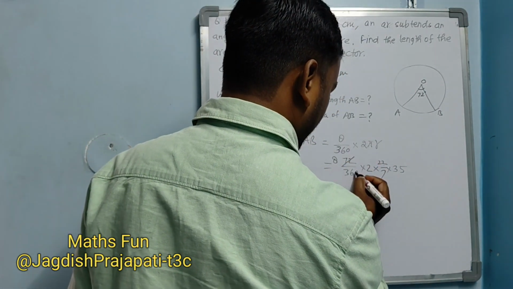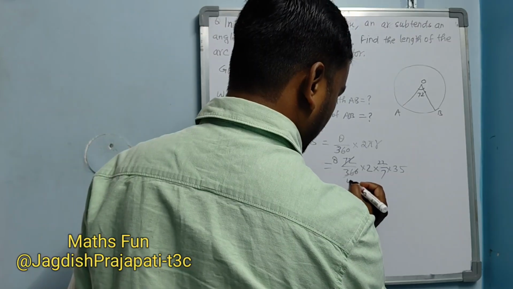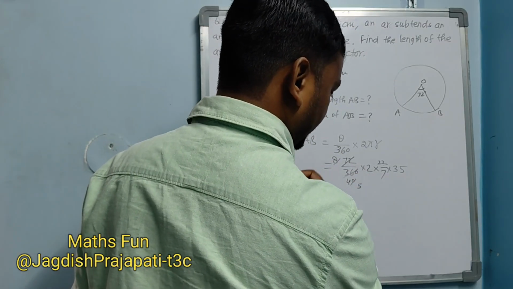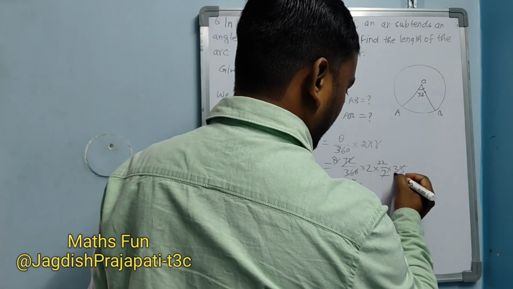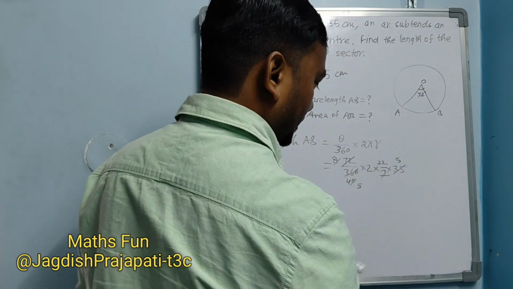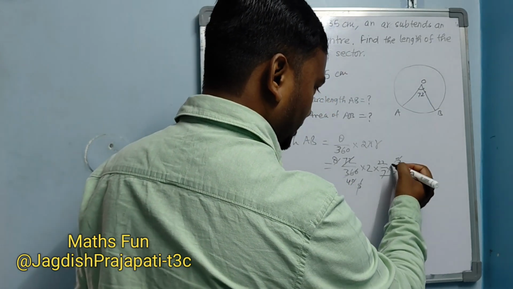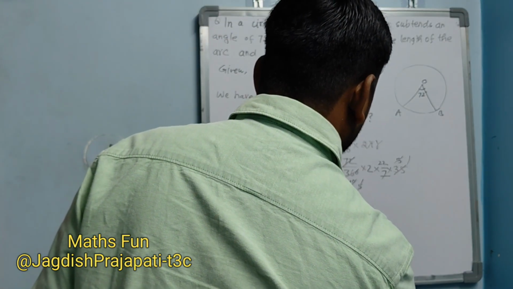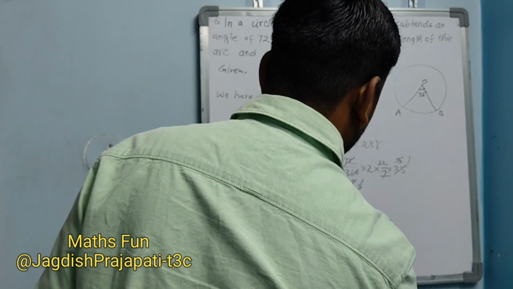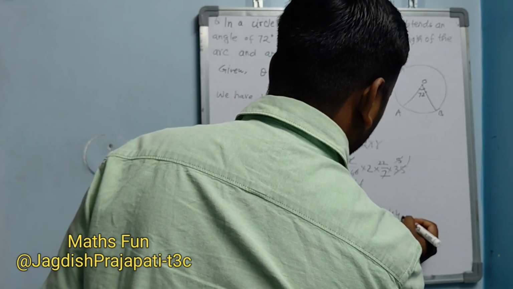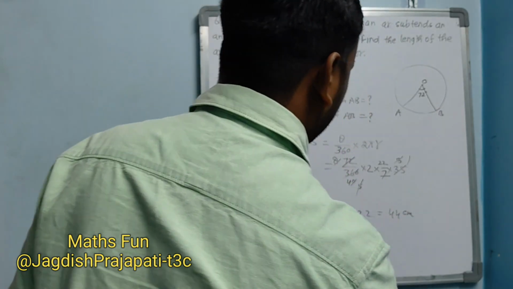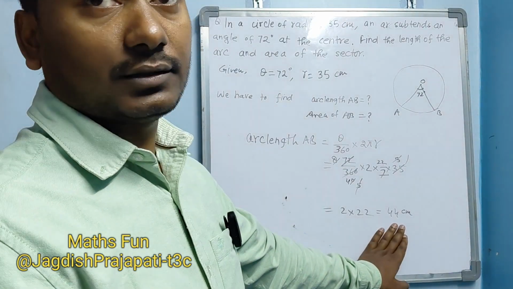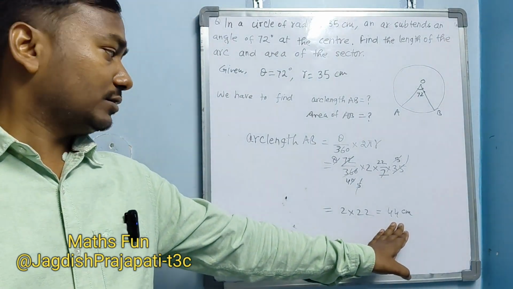9 8s are 72, 9 4s are 36. Now 8 5s are 40. This 7 5s are 35, and this 5 1s are 5. So we have 2 into 22, that is 44, which will be in centimeter. So this is the arc length, 44 centimeter.